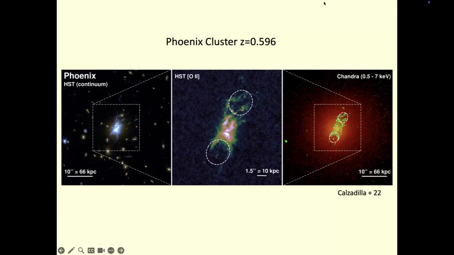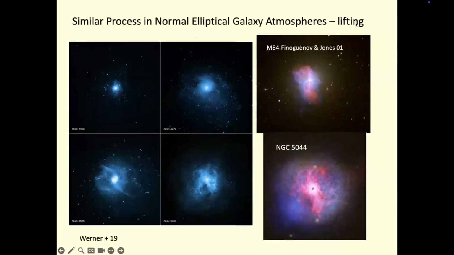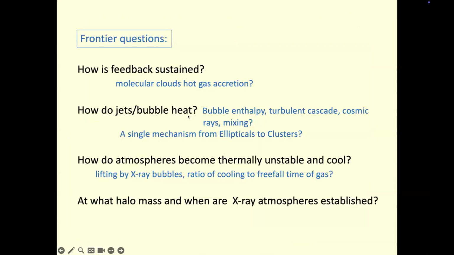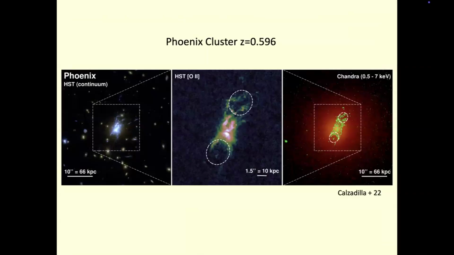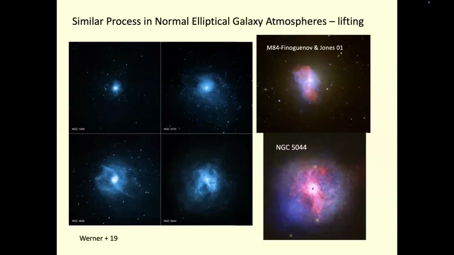And then on the right-hand side, you see a Chandra image from 0.5 to 7 keV, and you see all these cool filaments being pulled up. Examples of these are widespread in clusters of galaxies. And the question is, do we see these in groups and ellipticals? And the answer is yes.